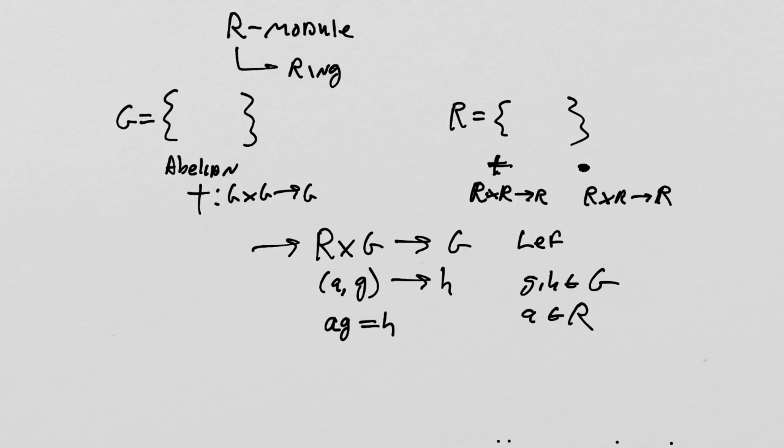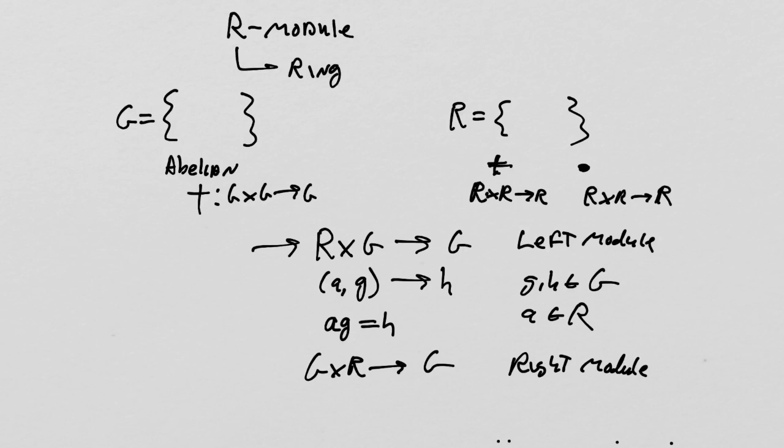And by the way, this would be called a left module. And if it was G cross R into G, you would have a right module. And it could very well be that this is a commutative rule, whatever these mappings are, in which case you have a two-sided module, I suppose.